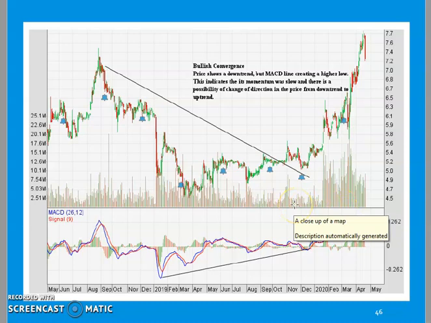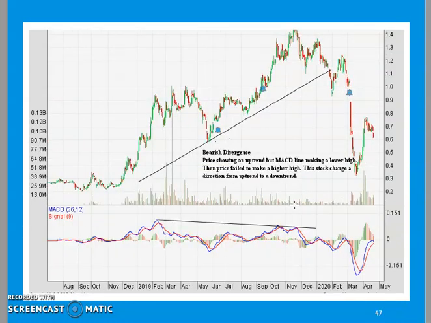Whereas the bearish divergence happens in an uptrend. If the bullish convergence happens in a downtrend, the bearish divergence happens in an uptrend. So we can see here, this is an uptrend, and during this bearish divergence, price is showing an uptrend but the MACD line is making a lower high, then price fails to make a higher high. These stocks change direction from uptrend to downtrend.